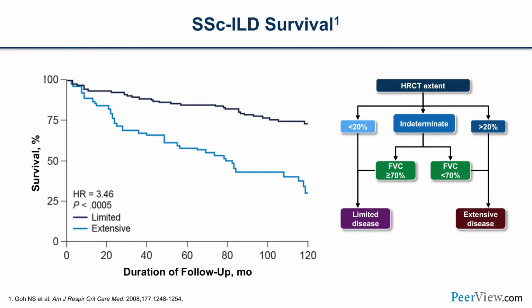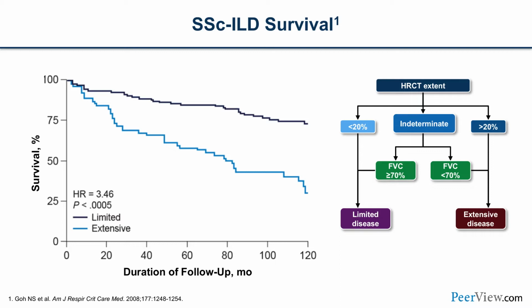So how does extent of disease impact survival? Well, I think this graph really highlights that very well, with patients with more extensive disease having a worse survival. How do we define extensive disease? Well, arbitrarily, we've used these cutoffs to define extensive or limited disease.